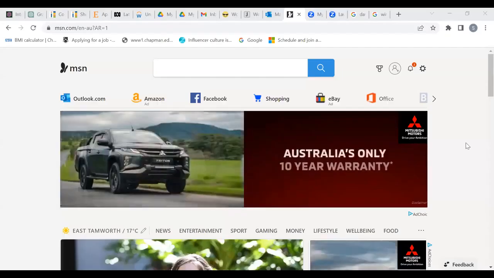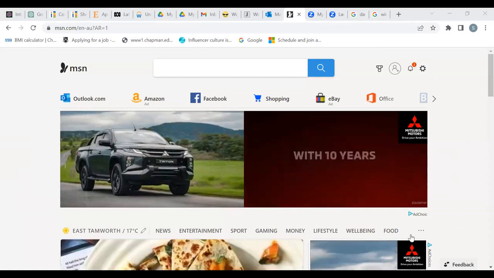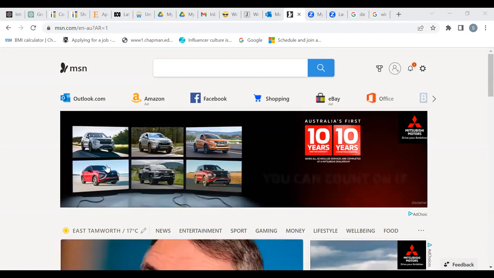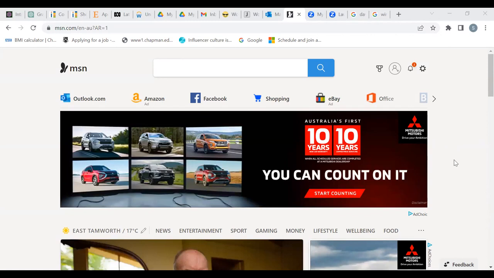Let me just show you a quick example of one. So I'm going to share my screen again. Here is MSN.com, and you will notice that the first ad, this ad on the top, is a banner ad belonging to Mitsubishi Motors. Now, some key aspects to remember.